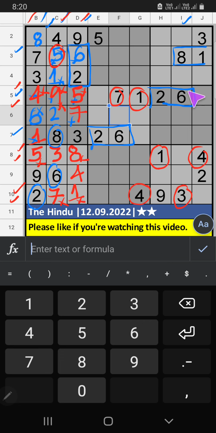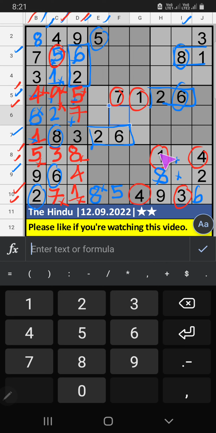Column I, we have 6 and 8. So 6 and 8 can't come in the two cells. It will come in one of the two cells. Ninth row, we already have 6. So 6 can't come in the cell. 6 is confirmed here. Then 8 is here. Tenth row, two numbers are remaining, 5 and 8. Column E, we have 5. So 5 can't come in the cell. 5 is confirmed here. Then 8 is here.